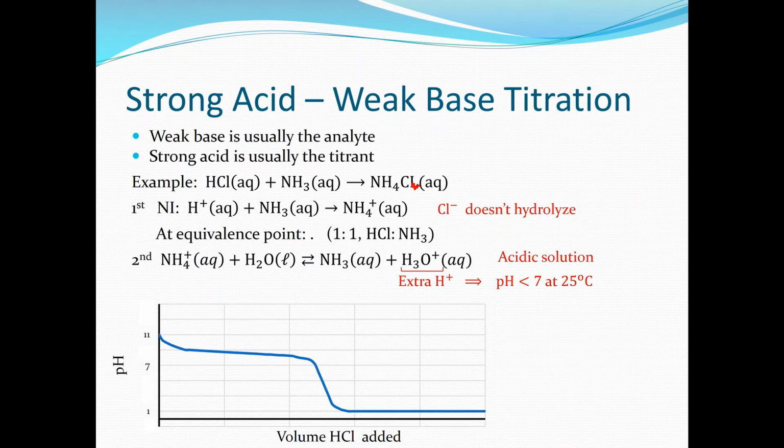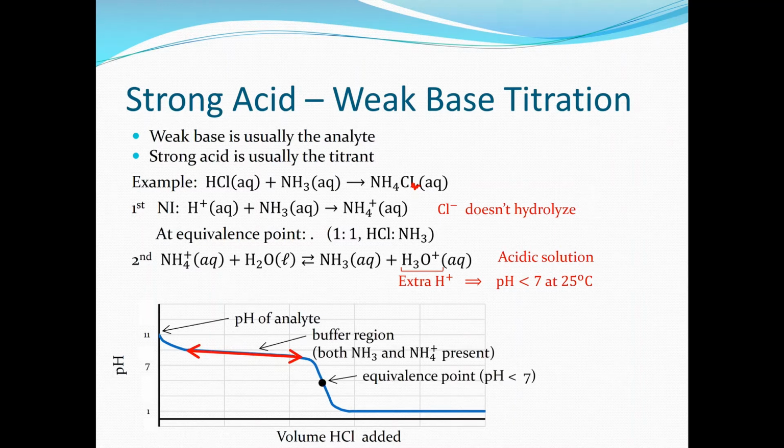Our equivalence point is going to be at that steepest point of the curve here. And then, of course, we're going to approach that really low pH that we have from the titrant itself. So we start at the pH of the analyte. We've got a buffer region where both our conjugates are present. Our equivalence point is going to be less than 7, so we're going to be slightly acidic. And then we approach the pH of the titrant as we go further and further along.